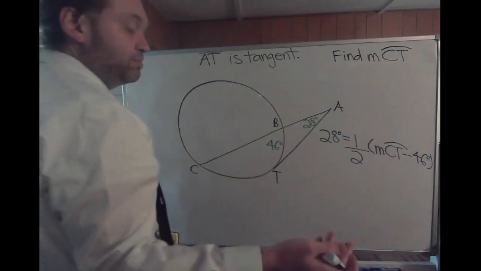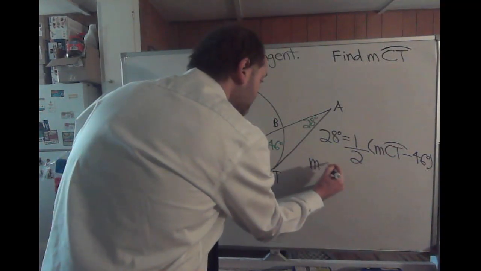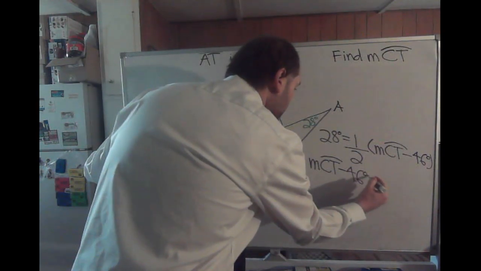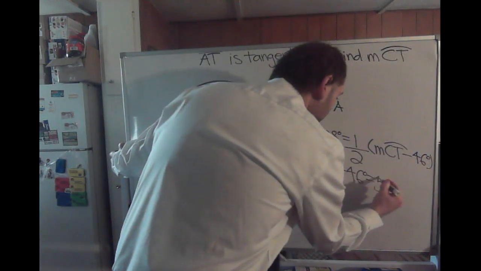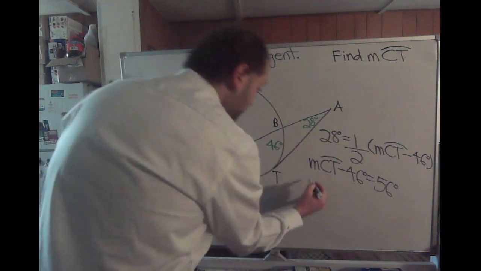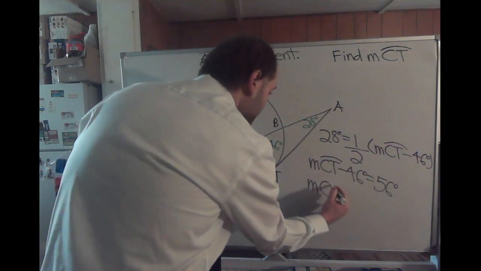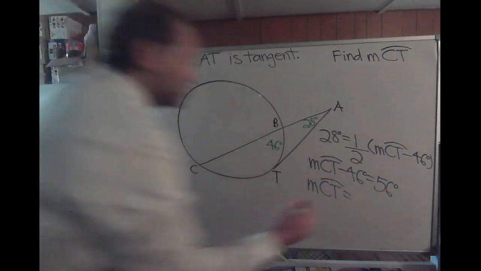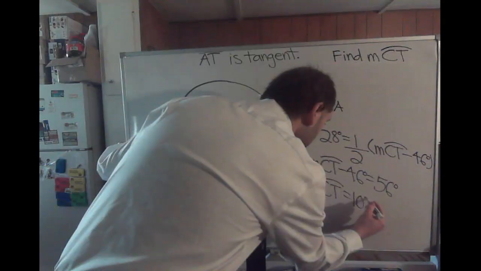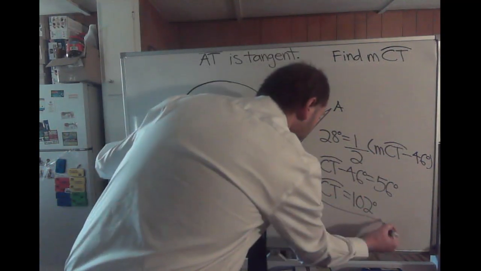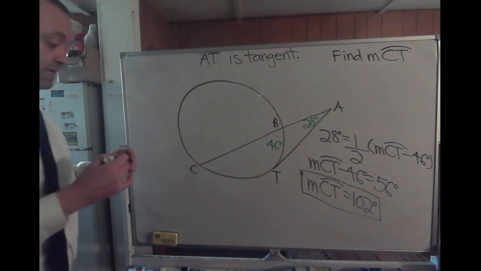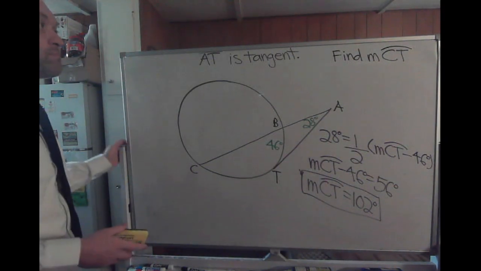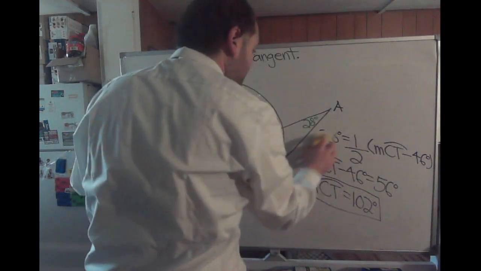Now you just multiply both sides by 2. You would end up getting that the measure of arc CT minus 46 degrees would equal 56 degrees. Which then we can finally solve for the measure of arc CT. So 56 plus 46 would be 102. So the measure of arc CT that you should get would end up being 102 degrees when we apply the formula. And there's one more exercise for this type.